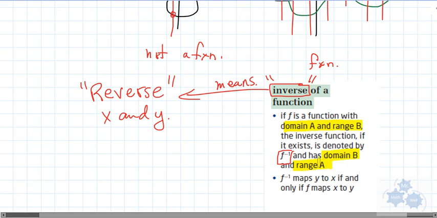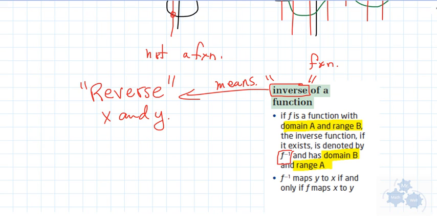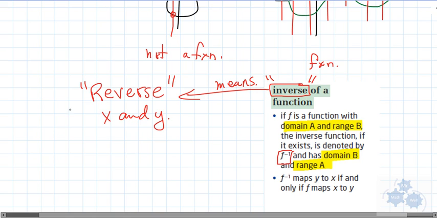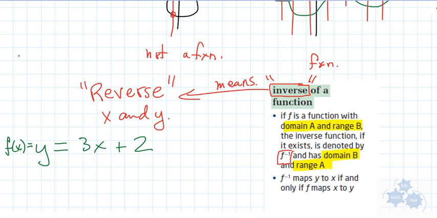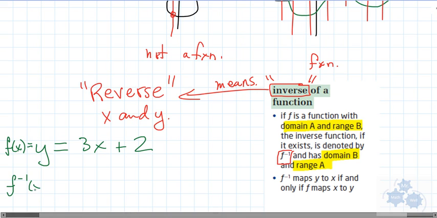Really what that means is the x and the y in the expression, in the equation, are reversed. So y equals 3x plus 2. Let's say this is our function, f of x, which in function notation you could write as f of x or you could write as y. They're the same thing. Let's just do inverse, so let's erase the of x. I'll explain that later.